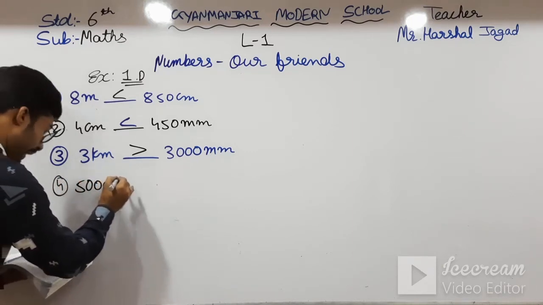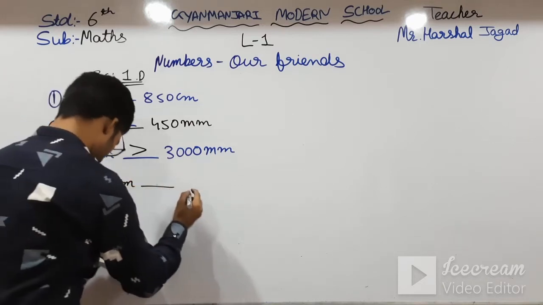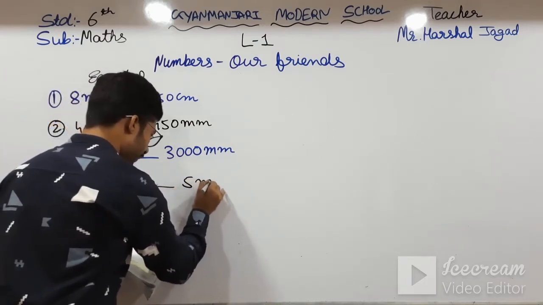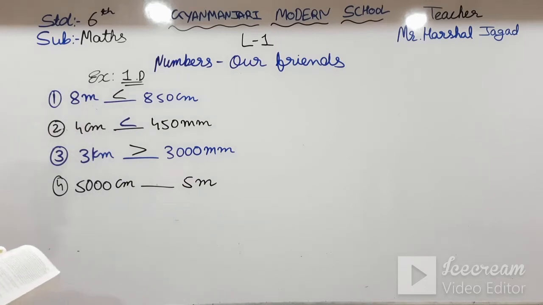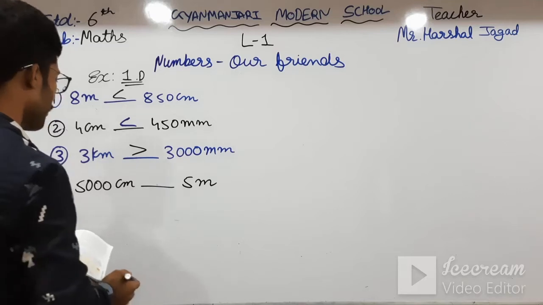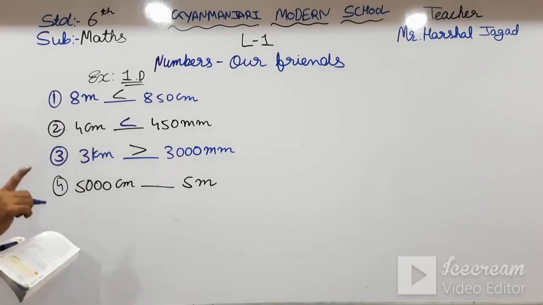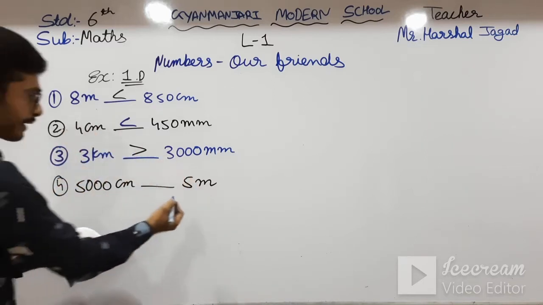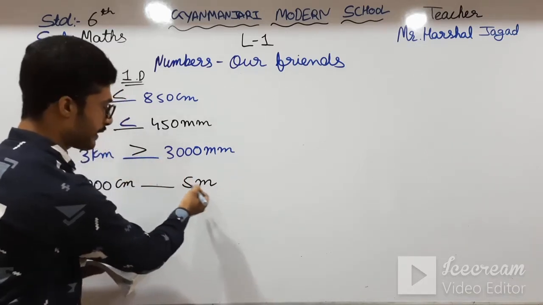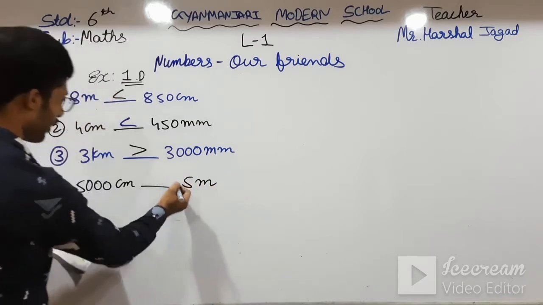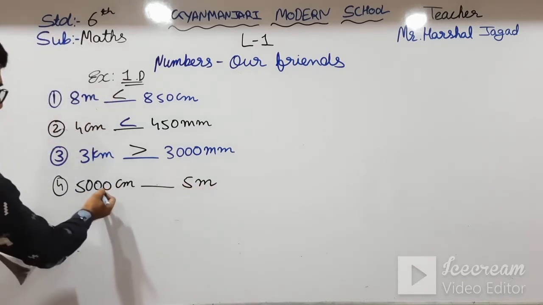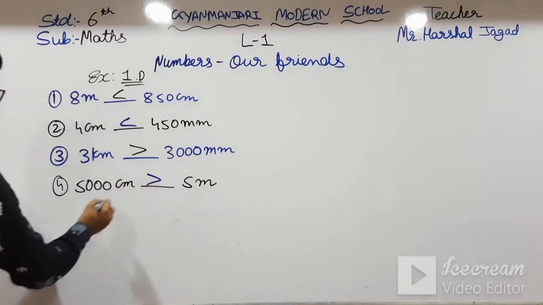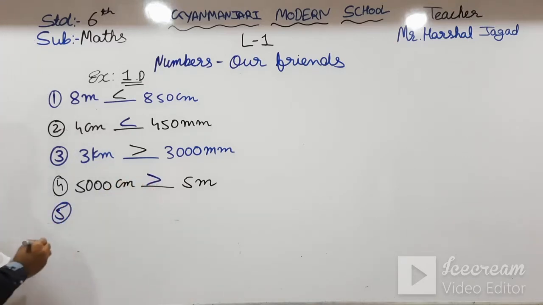Fourth one, that is 5000 centimeter or 5 meter. So, we all know 5 meter is equal to how much centimeter? 1 meter is equal to 100 centimeter. If we convert this into centimeter, then it will come 500 centimeter. 500 centimeter is bigger or 5000 centimeter? This is greater.